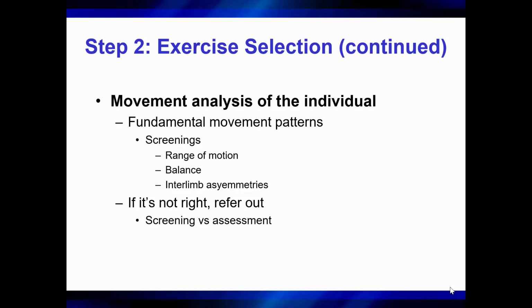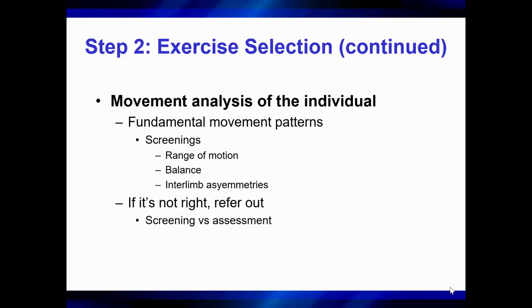Do they have appropriate range of motion? If somebody doesn't have the ability to dorsiflex and they're in a sport that requires a lot of change of direction, they're going to need to work on that. And I want to point out that we're dealing with screenings, not assessments. We're not trying to find out what's wrong. We're just seeing, can this person do things reasonably well enough to train?